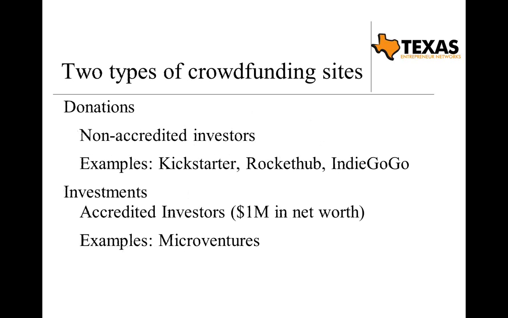Now, there are several kinds of crowdfunding sites that are out there. The ones we'll talk about tonight are donation reward sites. These are sites that are typically filled with non-accredited investors. Examples of this include Kickstarter, RocketHub, Indiegogo. And the second kind of site you'll find out there are investment sites. These are for accredited investors, investors who have $1 million of net worth, not counting their house. And an example of this kind of site is MicroVentures. And we'll talk about that here in a few moments.